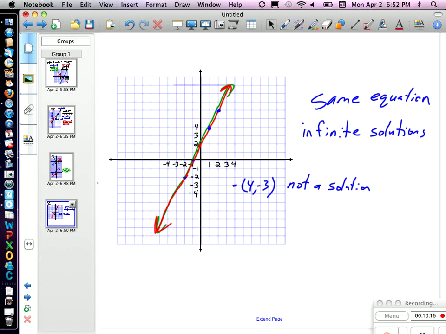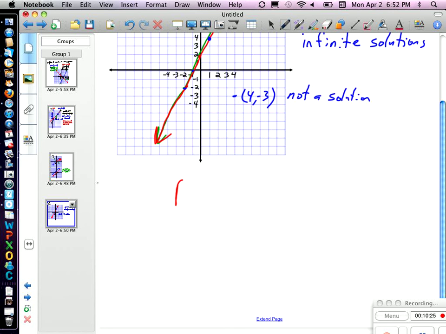What I'd like you to do for homework is solve on page 415. Do number 1. And enjoy the rest of your evening.